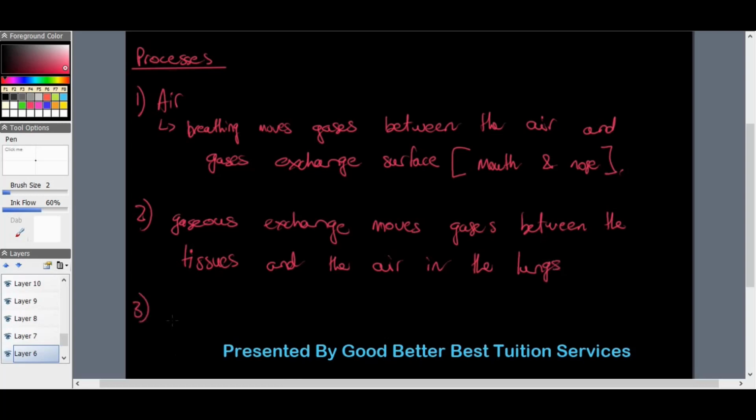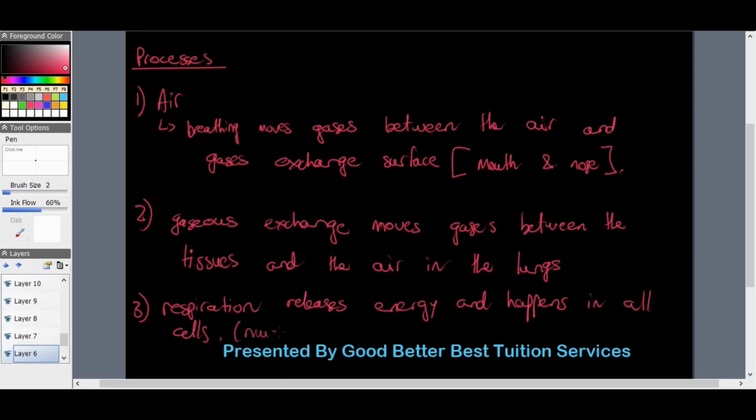And then last but not least, also in the tissues, respiration. Respiration releases energy. Remember when our cells in our body, in our muscles, take energy. It happens in all cells. An example of that would be in our muscle cells, when we use our muscles for strenuous training or when our muscles are under more stress.